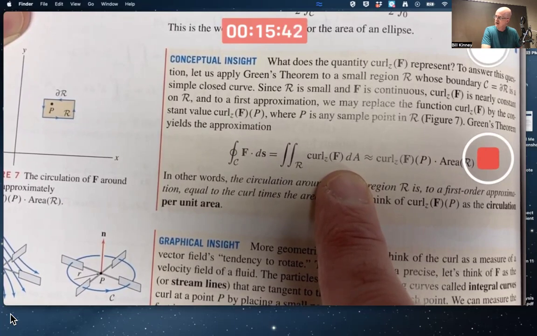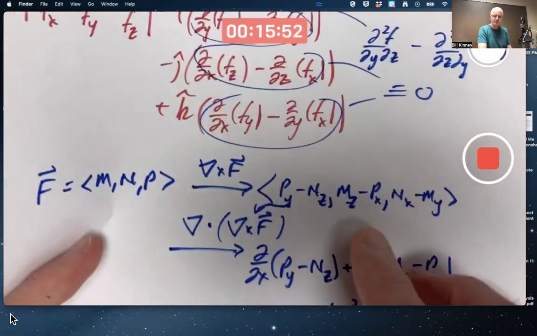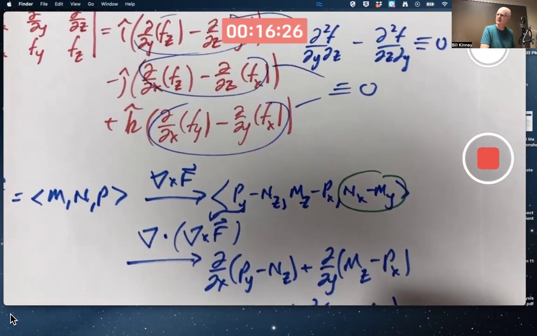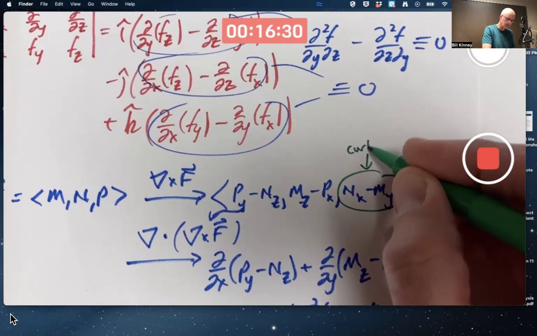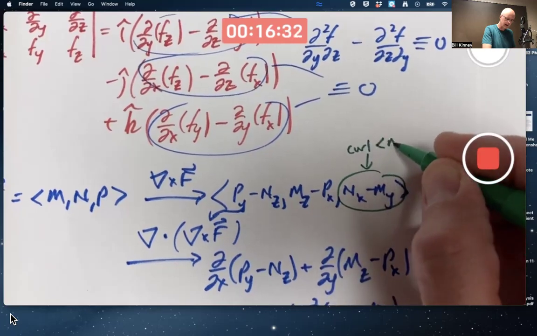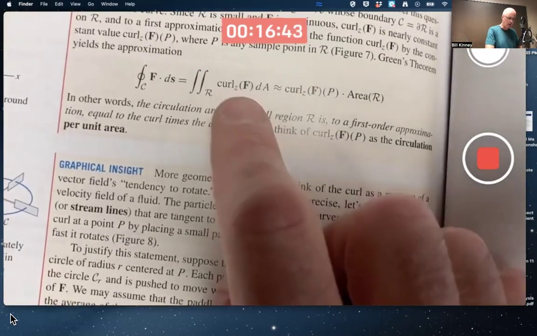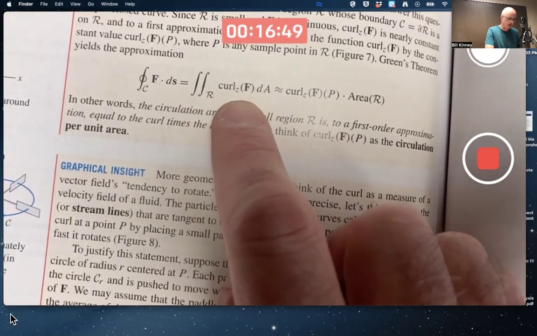How could it be a scalar? Aren't curls vectors? It's the 3rd component of the vector. Come back here. It's essentially the 3rd component that we focus on for the scalar curl. It's the curl of the vector field M comma N. It's the 3rd component. Our book wrote N_x minus M_y there. So it's the double integral of the curl.